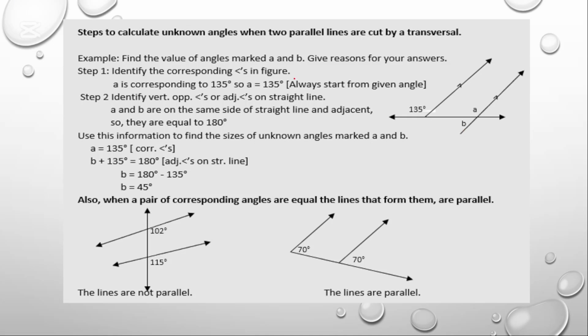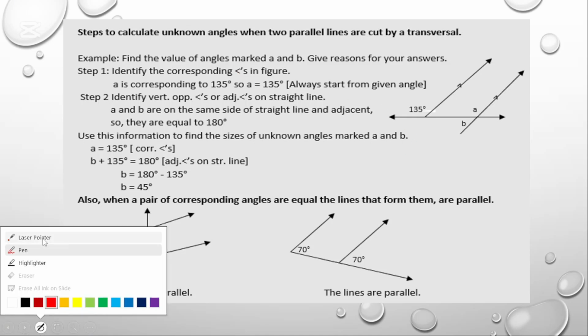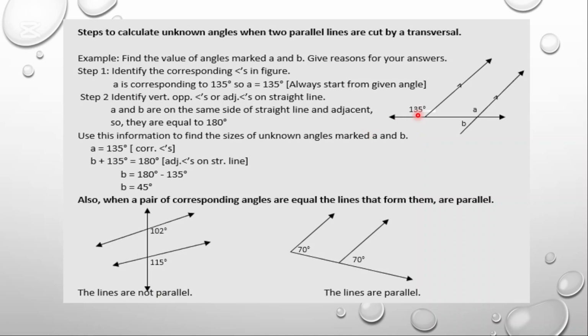Now you will first identify the corresponding angles in the figure. Let me rather take out my pointer. Then you can see 135 and A. Do they form a pair? Yes. They are what we call corresponding angles. Left hand side of the parallel line, left hand side of the parallel line. So we know now that A and 135, they are corresponding angles.